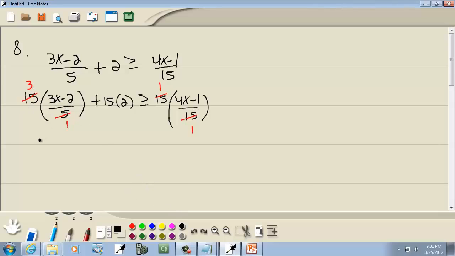Well, I got 3 times 3x gives us 9x. 3 times negative 2 is negative 6. 15 times 2 is 30. And 1 times anything doesn't change it, so that stays as 4x minus 1. At any step, combine together the numbers. On the left side, negative 6 plus 30 gives us 24.